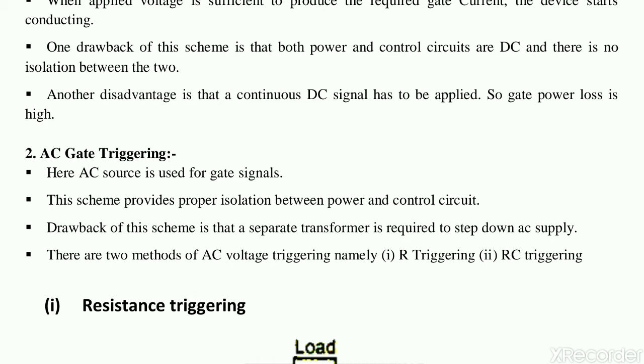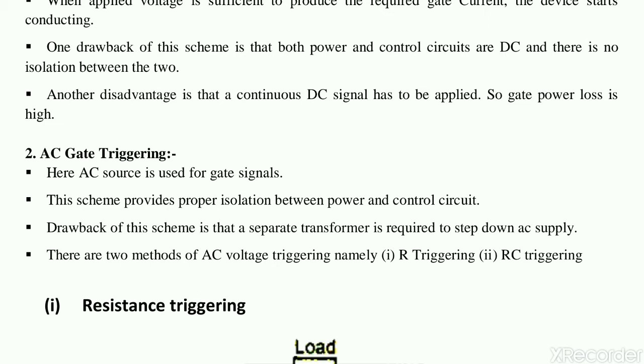There are also two types of AC gate triggering, that is R triggering and RC triggering. These are the most common popular methods for turning on the SCR. R stands for resistance triggering and RC stands for resistor capacitor triggering. There are some advantages of AC gate triggering. This scheme provides isolation between power and control unit.